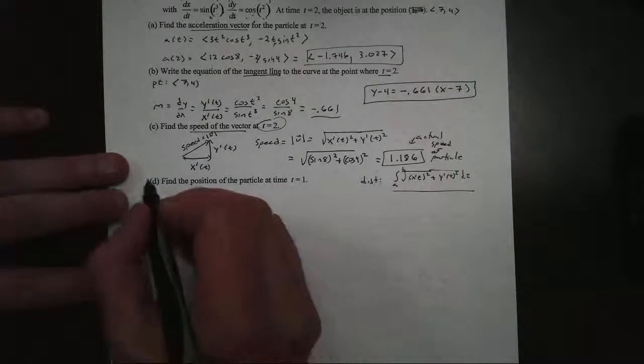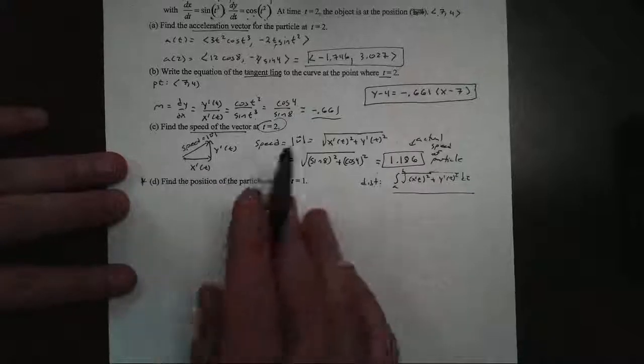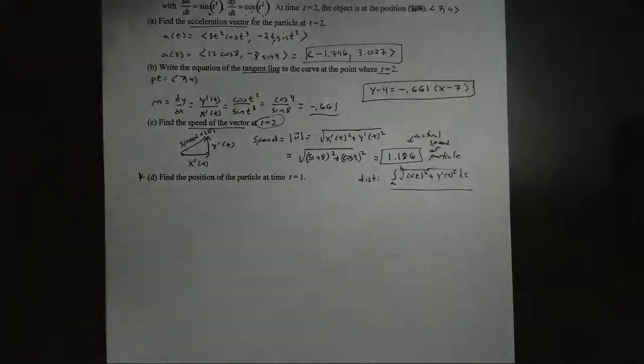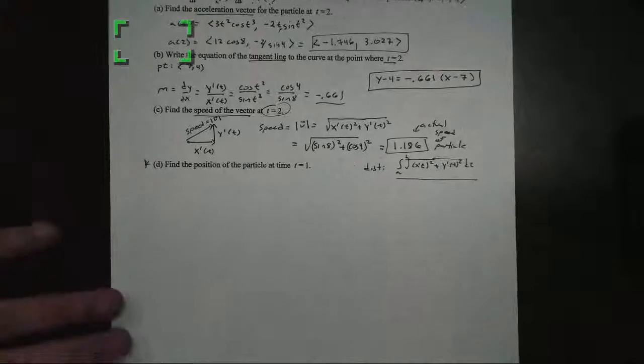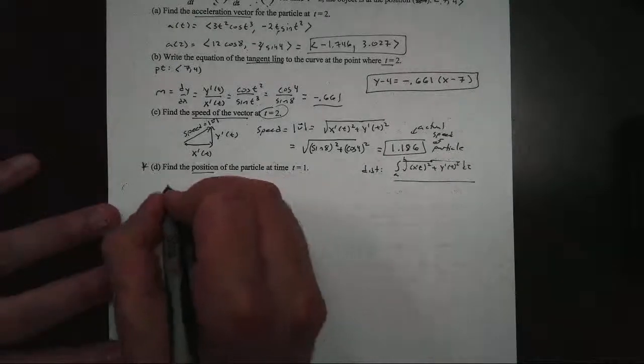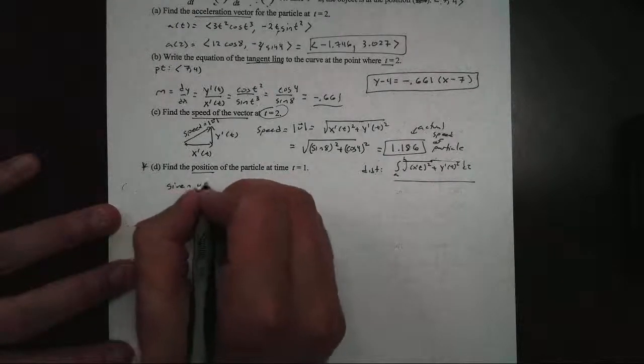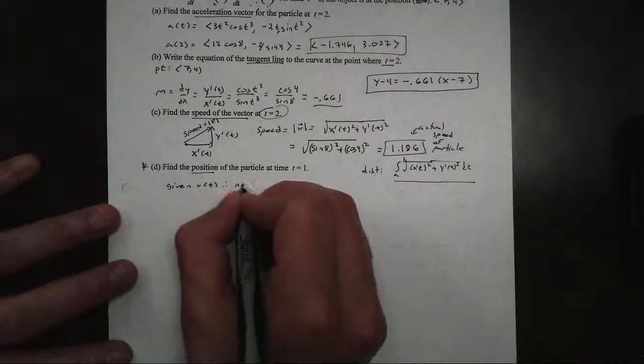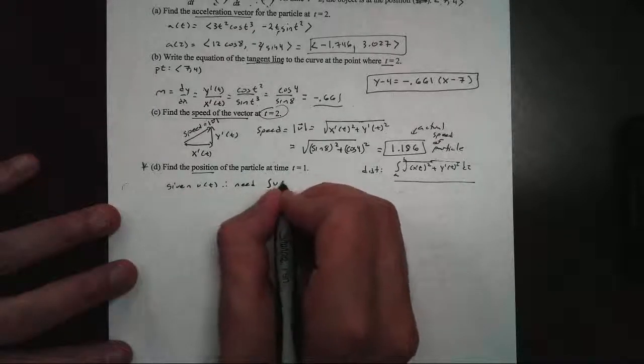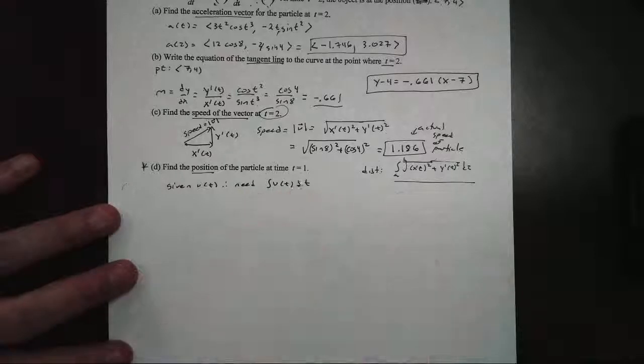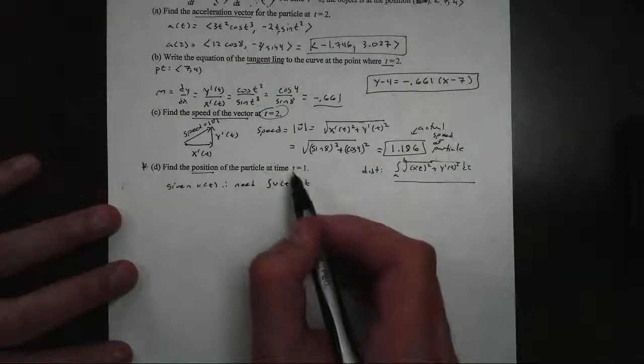Now for part D, so far it's been pretty easy. For part D though, they wanted me to get the actual position of the particle. Well, we're given velocity, therefore we need antiderivatives. We're going to need the antiderivative of velocity at t equals 1.